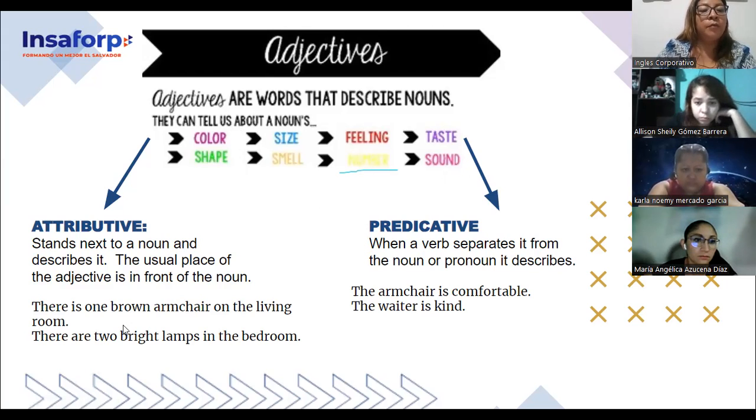A brown armchair. Bright lamps. We put first our adjective and then the noun.